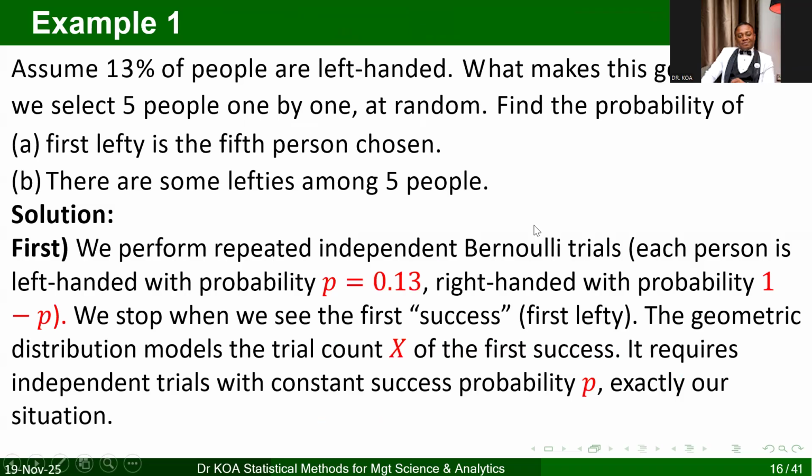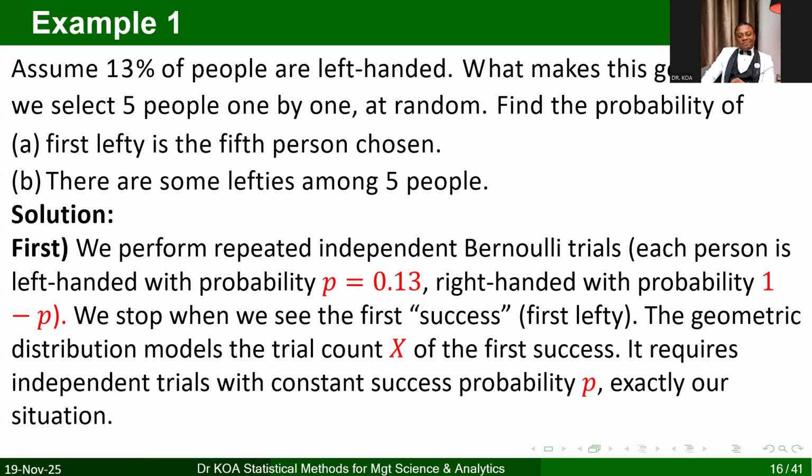Maybe an example would do, but the question also would be, how do you find whether it is geometric? So here, let's look at it together. Assume that 13% of the people are left-handed. People where? Doesn't matter. 13% of the people in your class are left-handed. What makes this geometric? That's the first one.